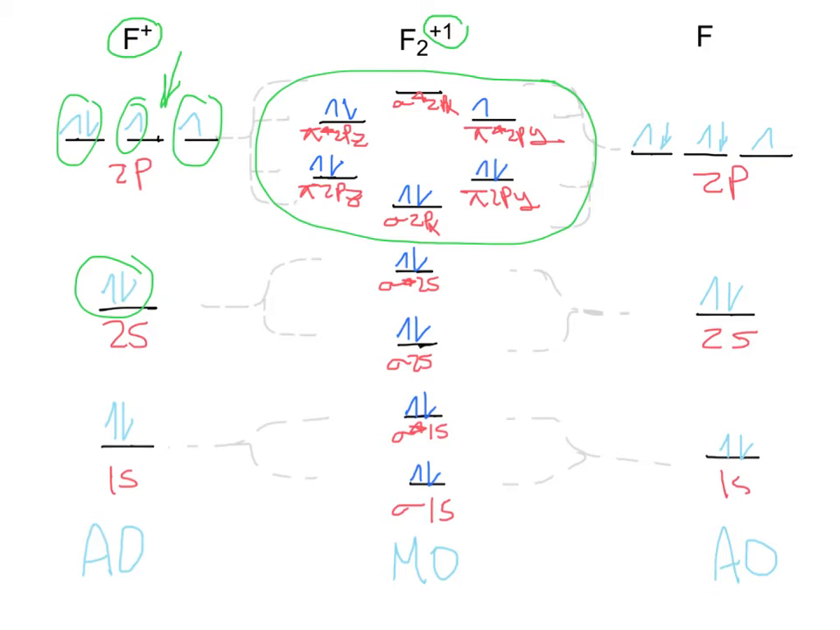But the question is, why do we need the molecular orbital diagram? Because the electrons in the atomic orbital represent a specific atom. However, in the molecule, the electrons are rearranged in a way to represent the whole molecule, not just one atom. It represents the whole molecule.